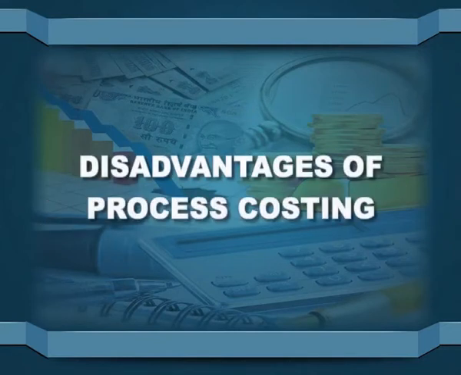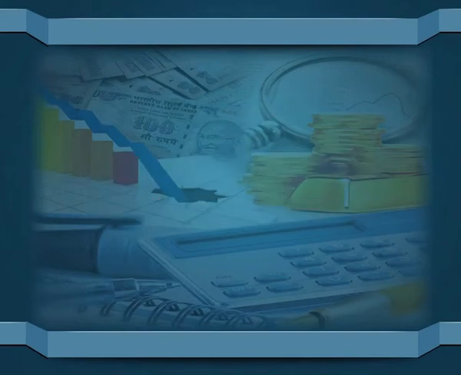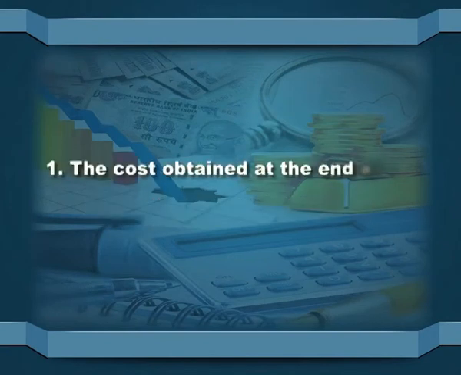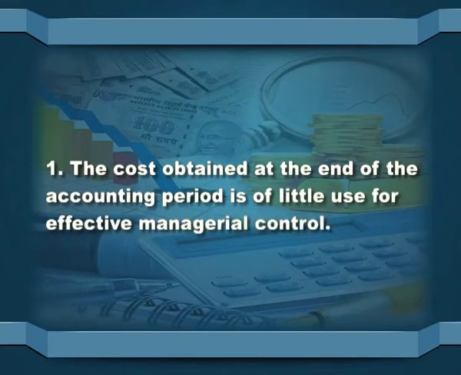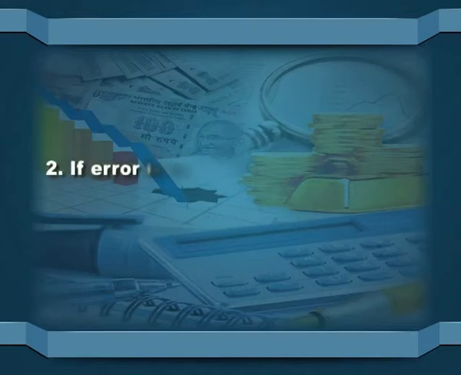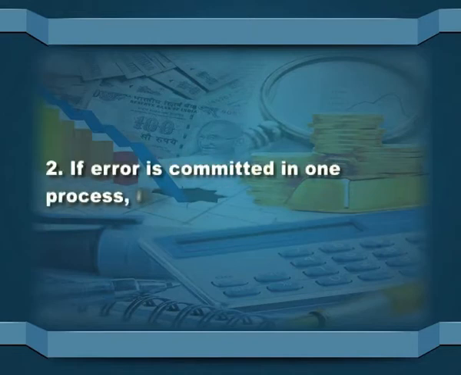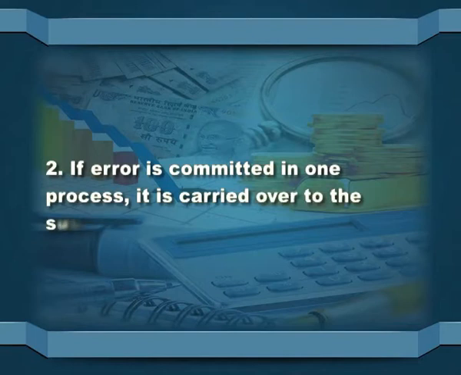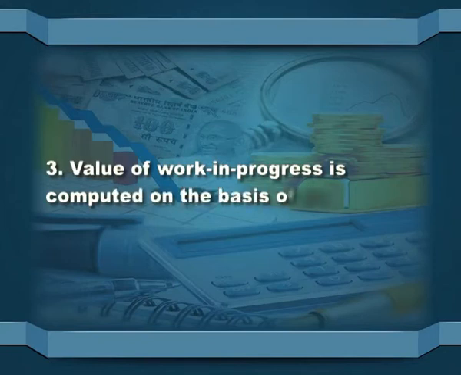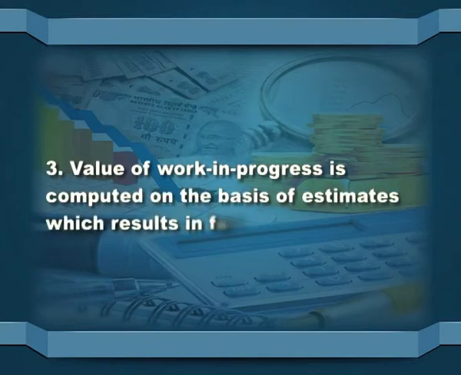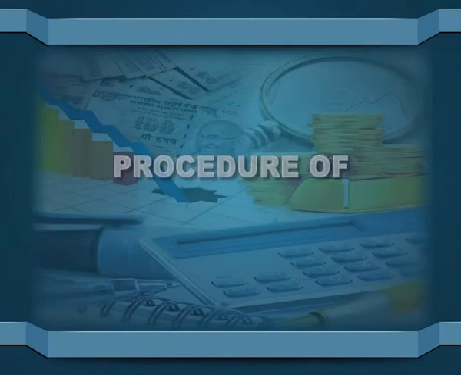The disadvantages of process costing are: Number 1. The cost obtained at the end of the accounting period is of little use for effective managerial control. Number 2. If an error is committed in one process, it is carried over to the subsequent processes. Number 3. Value of work in progress is computed on the basis of estimates, which results in further inaccuracies.